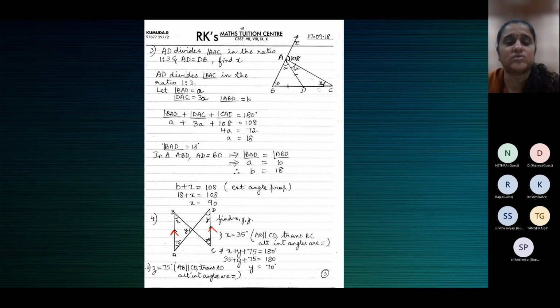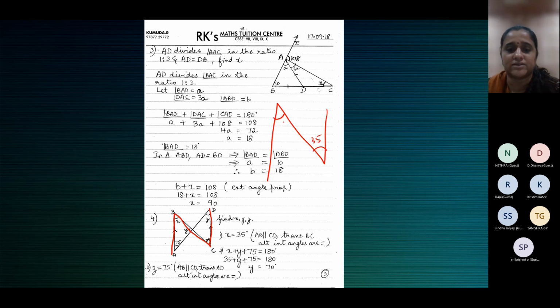Find x, y, z. So we'll find x, and then y, and then z. How to find x? See here: parallel line, transversal, parallel line. Here are alternate interior angles, they're equal.